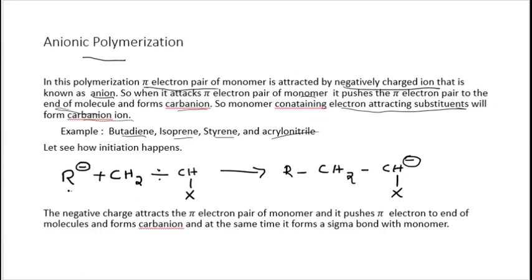When this anion reacts with the monomer, this anion attracts the pi electron pair of the monomer and pushes the pi electron towards the end of the monomer. Thereby it forms the carbanion like this, and also forms a sigma bond with this monomer. This is known as anionic polymerization, and this carbanion will initiate the chain growth. Thereby propagation also can be done.